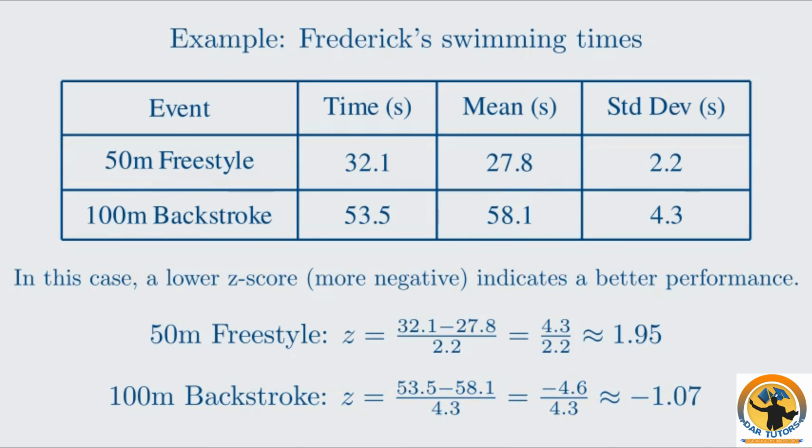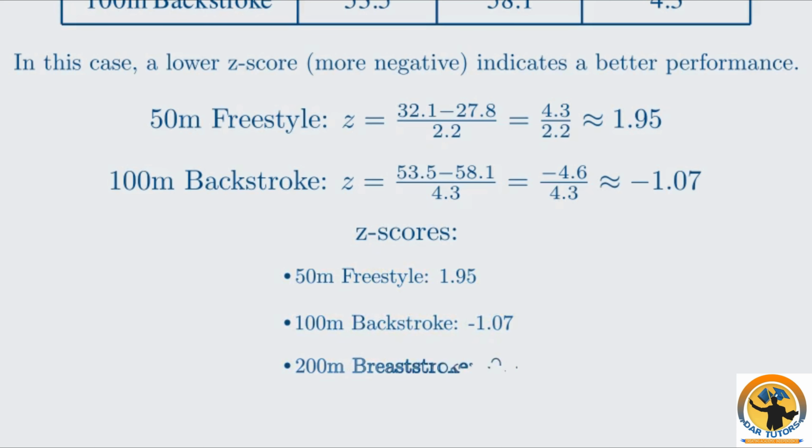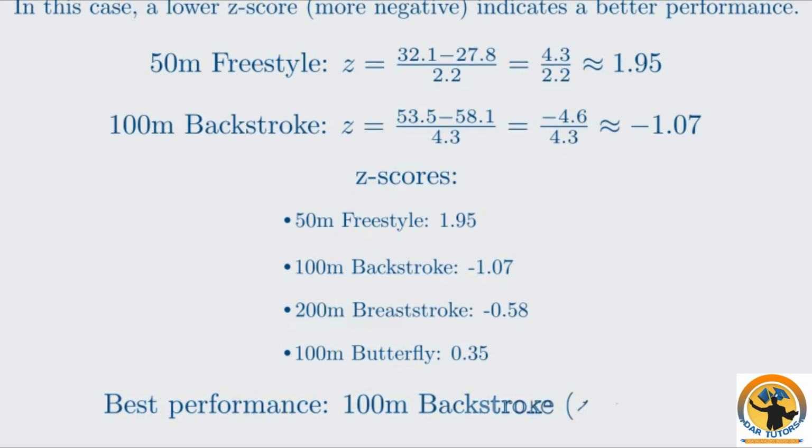Let's say we calculated the z-scores for all events and got these values. We have 1.95 for freestyle, negative 1.07 for backstroke, 0.58 for breaststroke, and 0.35 for butterfly. Remember, for swimming, lower is better. So we are looking for the most negative z-score. Comparing these, negative 1.07 is the smallest z-score. Therefore, Frederick's best performance was in the 100 meters backstroke. This shows that the context of a problem is crucial when interpreting z-scores.